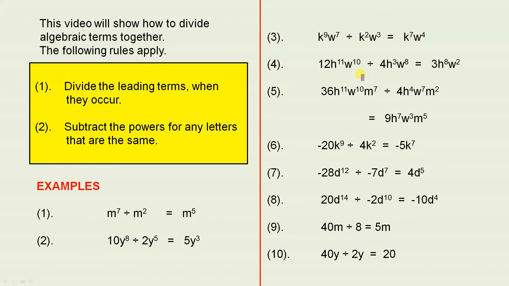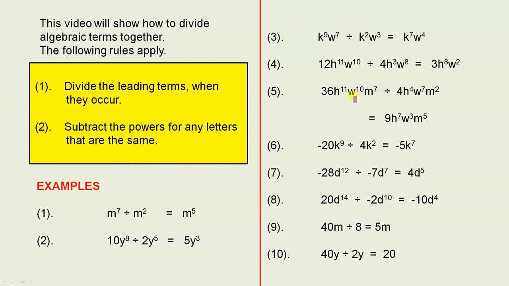For number 4, the leading terms are 12 and 4, so when we divide those, we get 3. And then when we work those out, remember we look at the h and the h, and we just subtract the indices, so that gives us h to the 8th. We look at the w and the w, and when we subtract, we get w squared.